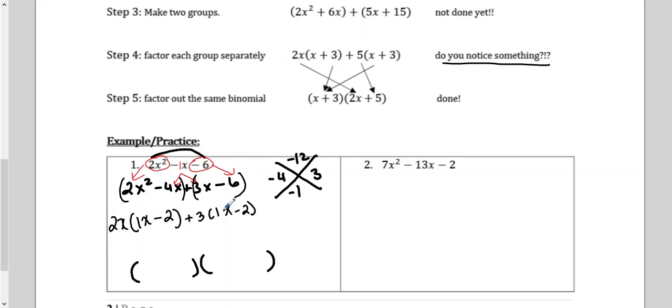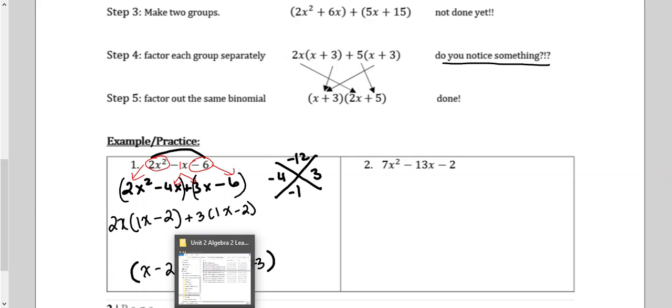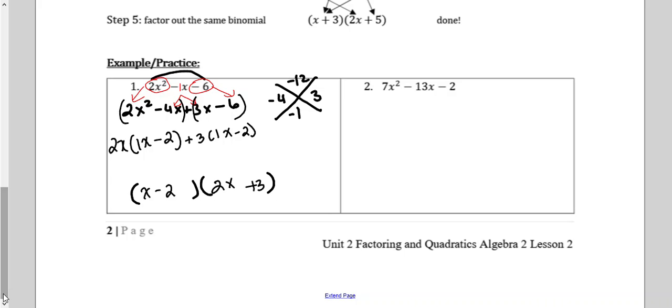I have 1x minus 2, 1x minus 2. I have the same thing. So with that, what you do is you just rewrite it by itself. 1x is the same thing as x. You can write the 1 if you want, but I'm not going to. And then on this factor, you're going to write the 2x and then the plus 3. Okay? And that's my answer.